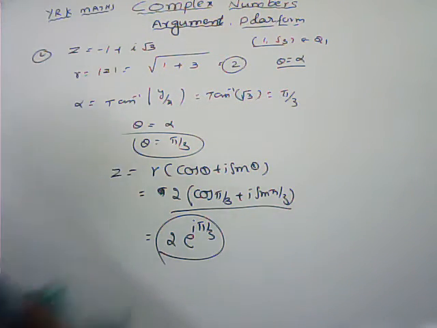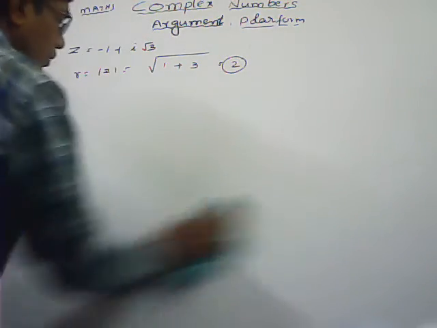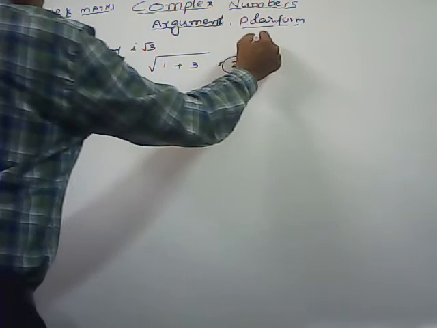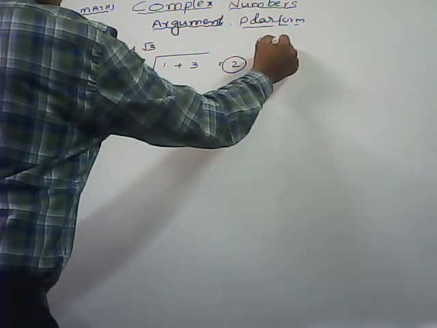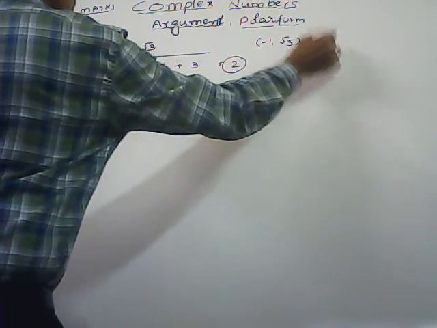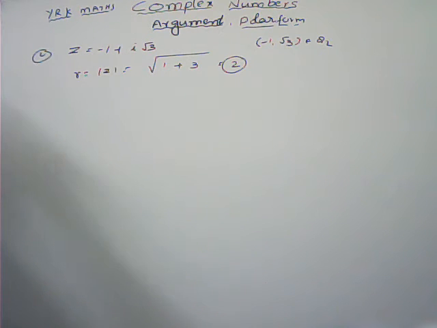How to find the argument and how to write down the polar form of the complex number. Z is equal to minus 1 plus i root 3. So what are the coordinates here? X coordinate is minus 1, y coordinate, the imaginary part, is root 3. This belongs to the second quadrant. Here r is equal to modulus of z, that is root of a square plus b square. Minus 1 whole square is 1, and root 3 whole square is 3, 1 plus 3 is 4, square root of 4 is 2.